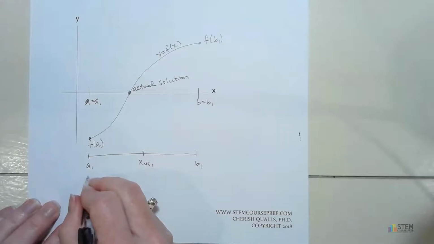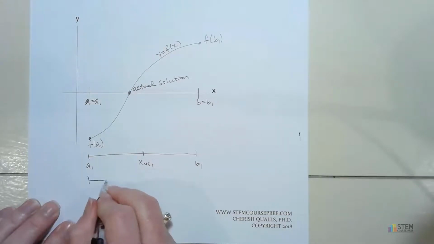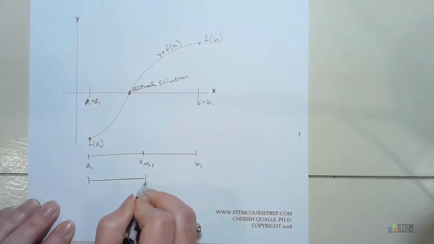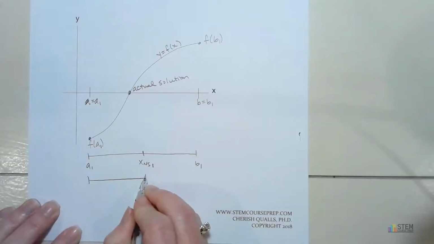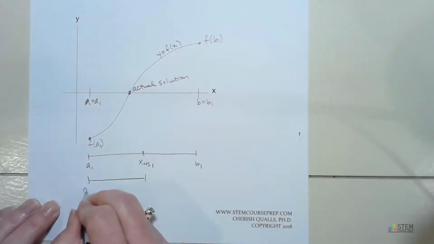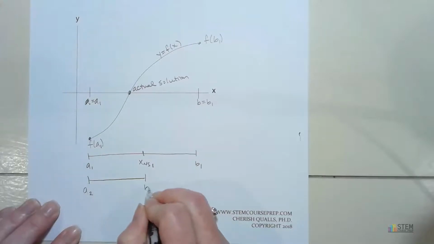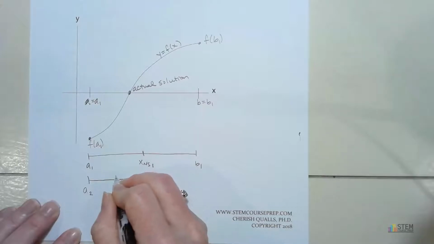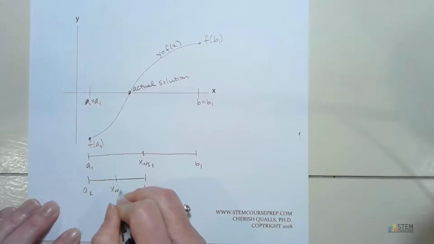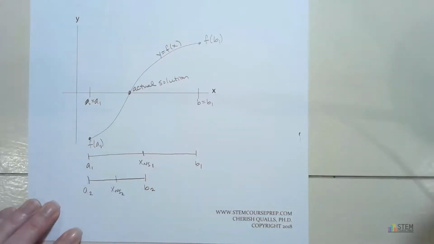So now let's draw one right here. We're going to start at A and go to this new midpoint location right here. This will be called A2. Let's call this B2. And then this one in the middle again will now be our second numerical solution estimate.